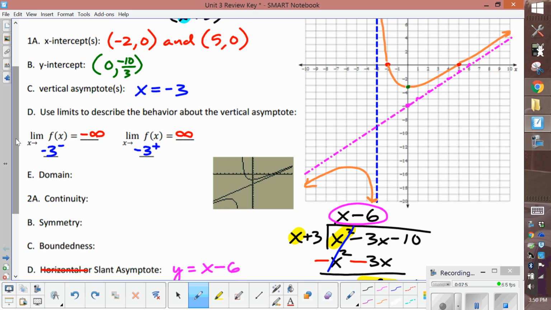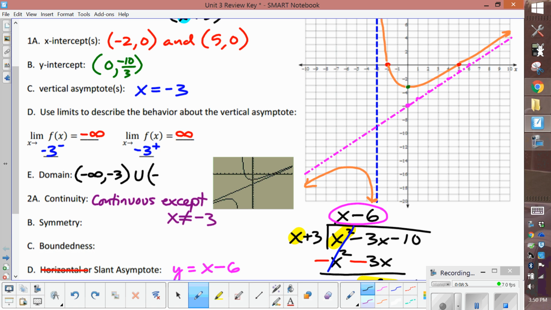My domain and continuity kind of go together. This is a continuous graph except at one point. I would say continuous except x cannot equal negative 3. And that's where I have that vertical asymptote. And this comes into play with my domain written in interval notation. I could go to negative infinity direction forever. I'm going to get real close to negative 3. I can't touch it, but I can get close. Union. And then I'd pick back up at negative 3 and go in the positive direction forever.